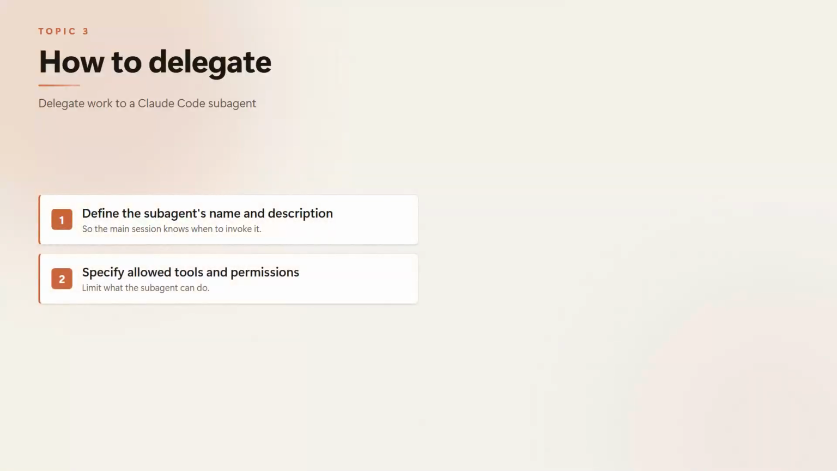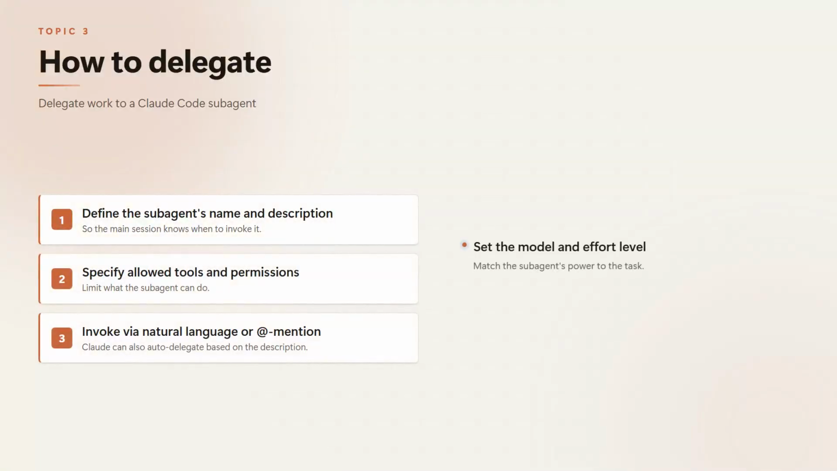Let's work through the most instructive case, delegating a repository exploration. You define a subagent with a name like Explore and a description that tells the main agent when to use it. Say, use this agent when you need to scan a codebase for patterns or dependencies. You restrict its tools to read-only file access and search, deny write permissions, and set a low-effort model to save cost. When the main thread needs a repo map, it hands off to the Explore subagent.